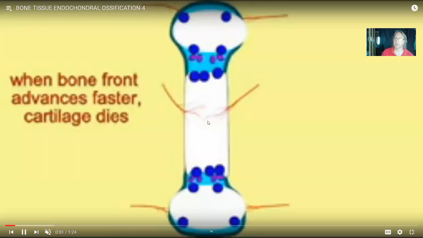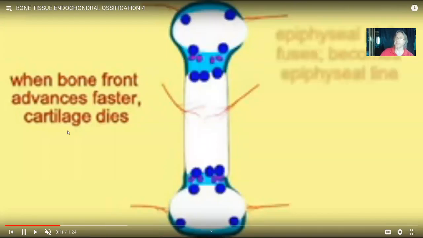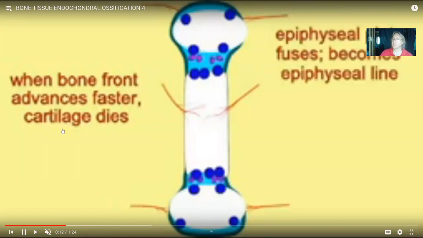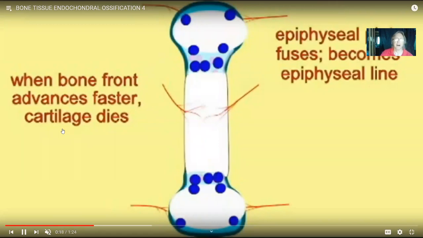The bone of the skull formed through intramembranous ossification, whereas the bone of the majority of the skeleton started off with a cartilage model that then gradually became bone, very often over decades. And there was this period where there was a growth plate, an epiphyseal plate of cartilage, which then fused at the end of puberty.